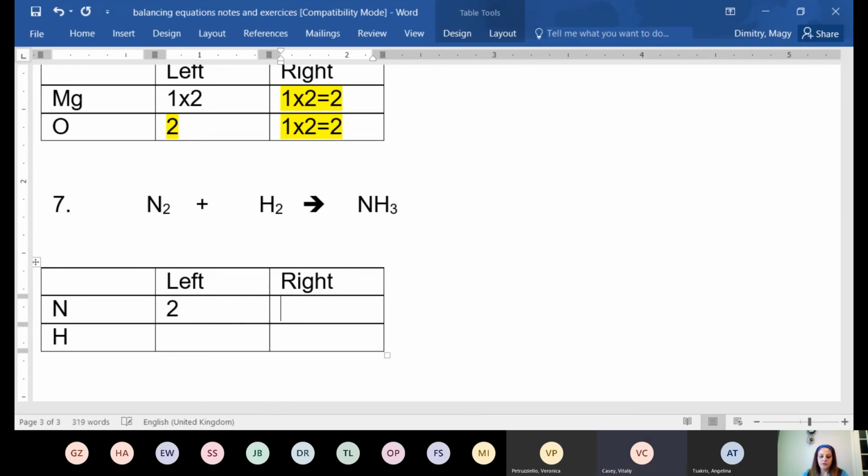Well, how many do I have now, Vitaly? Now it's 2 H's on the left side. And on the right side, there's one N, 3 H's. All right. So this is totally not balanced. And then you have to balance it out.